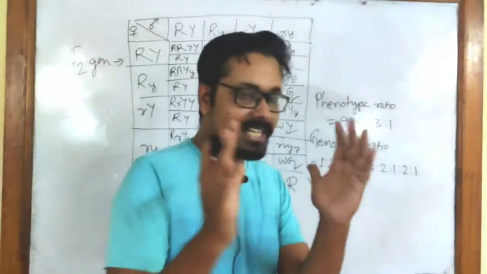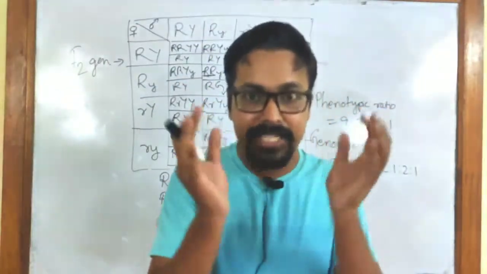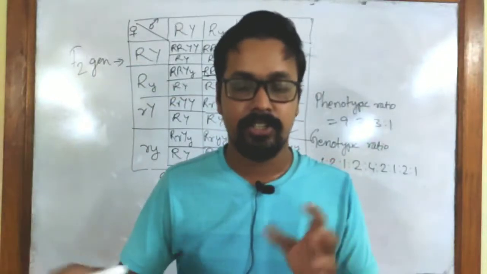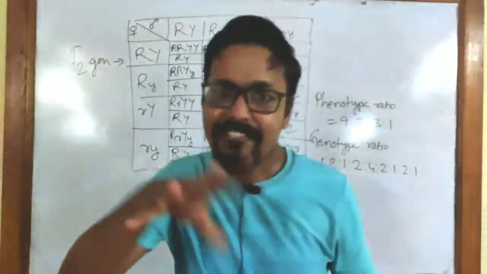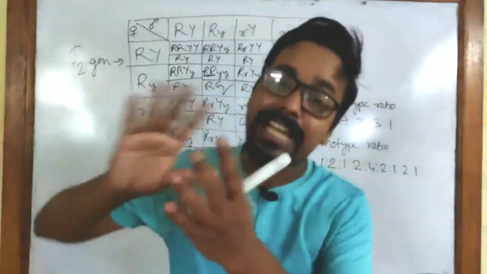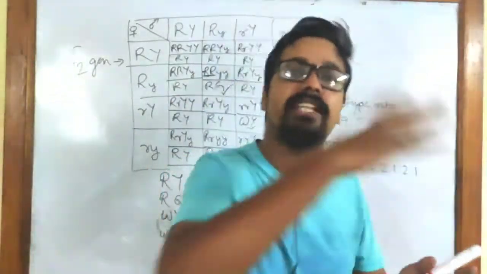So how one character is assorting itself, arranging itself, does not affect the other character. They are not dependent on each other. That's why it is called independent assortment. Every character will arrange itself independently without the effect of any other character.